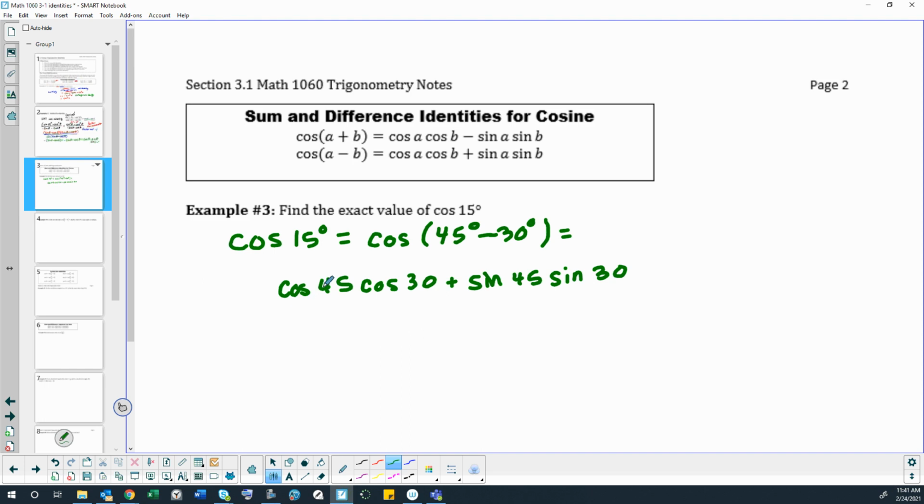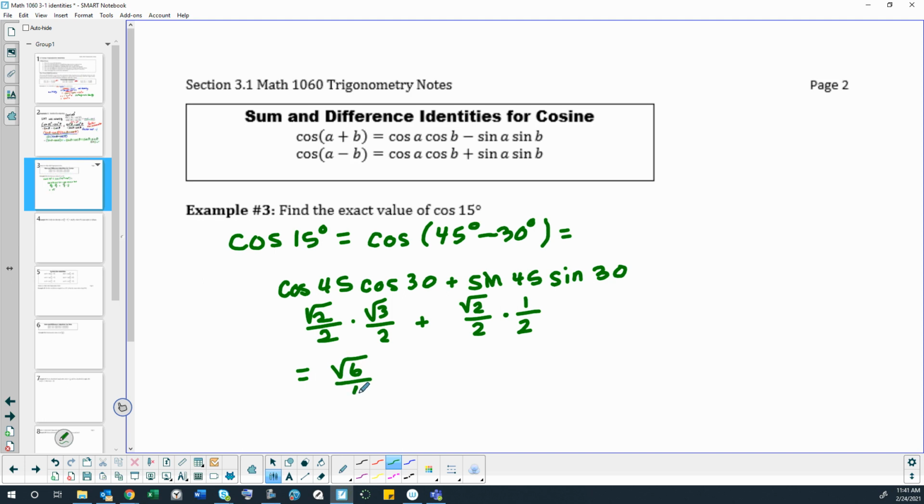Okay, let's evaluate these. We have these memorized. The cosine of 45 is the square root of 2 over 2. The cosine of 30 is square root of 3 over 2. I should have made you do your little trig chart today just to review these. The sine of 45 is square root of 2 over 2. And the sine of 30 is 1/2. Let's multiply those together and simplify.